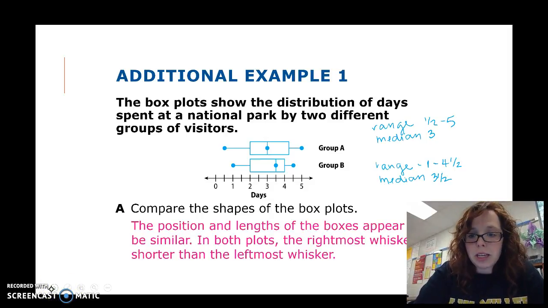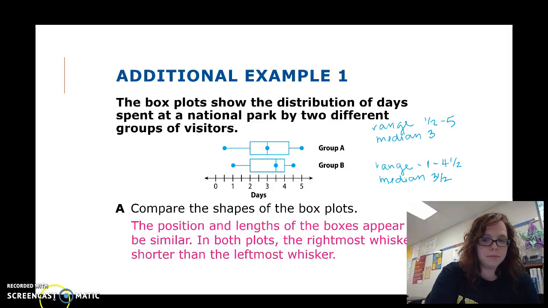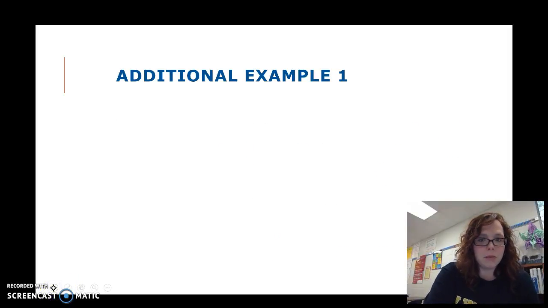So the position and lengths of the boxes appear to be similar, right? But in both box plots, the rightmost whisker is shorter than the leftmost. So that means that more people were there for longer periods of time. Okay, so let's keep going.